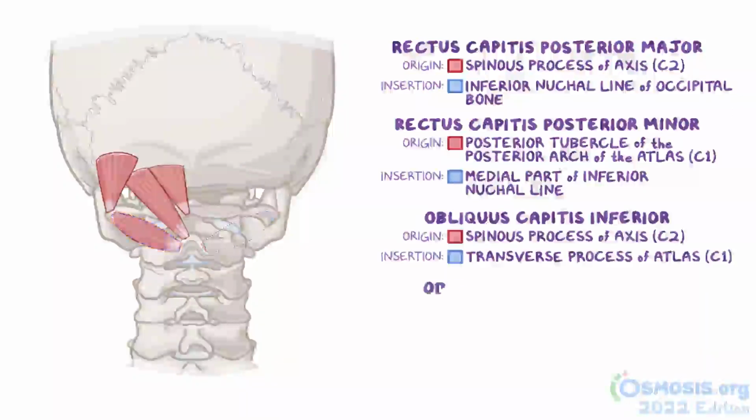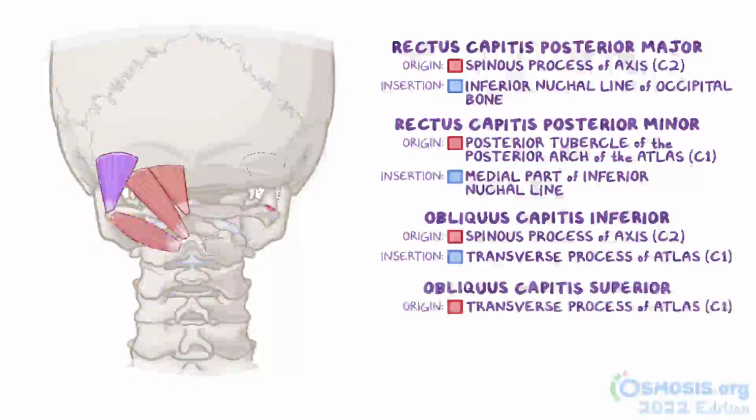And finally, the obliquus capitis superior originates on the transverse process of the atlas and inserts on the occipital bone, between the superior and inferior nuchal lines.